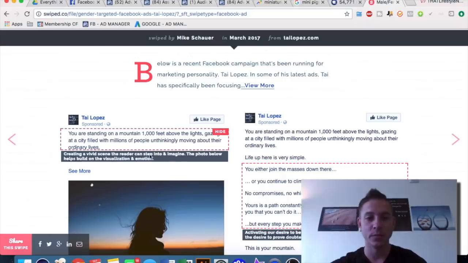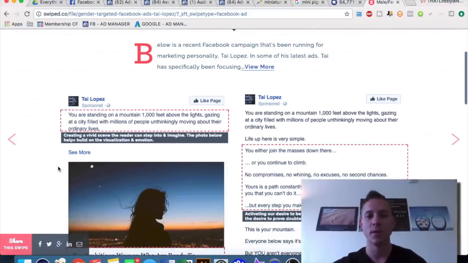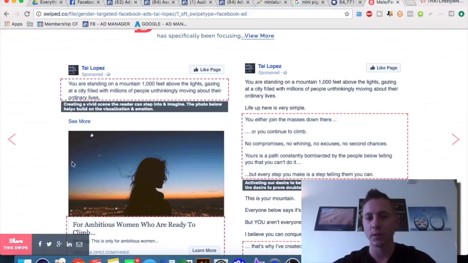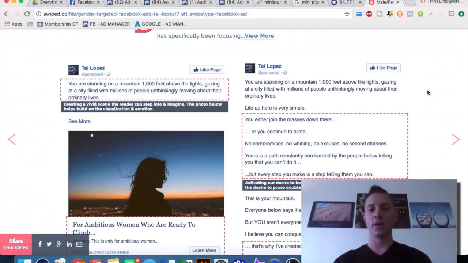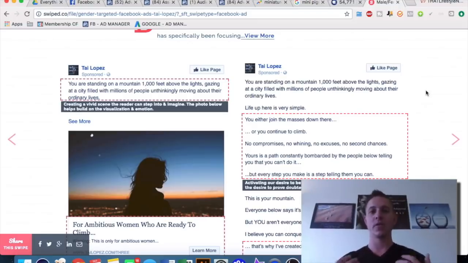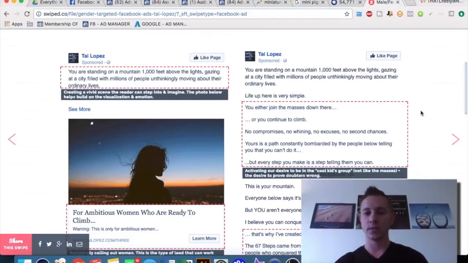Creating a vivid scene the reader can step into and imagine. The photo below helps build on the visualization and emotion, right? That's really interesting because it's not often that you get to see from the mind of a marketer why these things are working rather than just reading it and glazing over it, right? You either join the masses down there or you continue the climb. No compromises, no whining, no excuses, no second chances. Yours is a path constantly bombarded by the people below telling you that you can't do it. Activating our desire to be the cool kids, not like the masses, the desire to prove the doubters wrong, right?